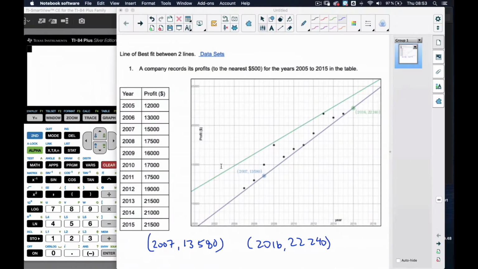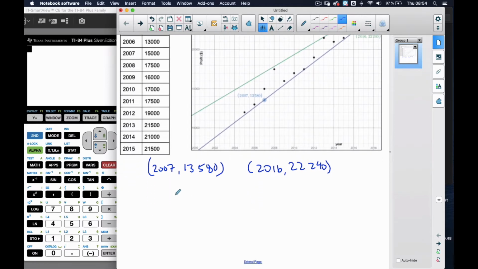I've already done this, so I already have the blue line on the bottom. I have these points selected, and so I go along and calculate the slope. I'm going to take my y values over the x values, and I'm going to go 2016 minus 2007.